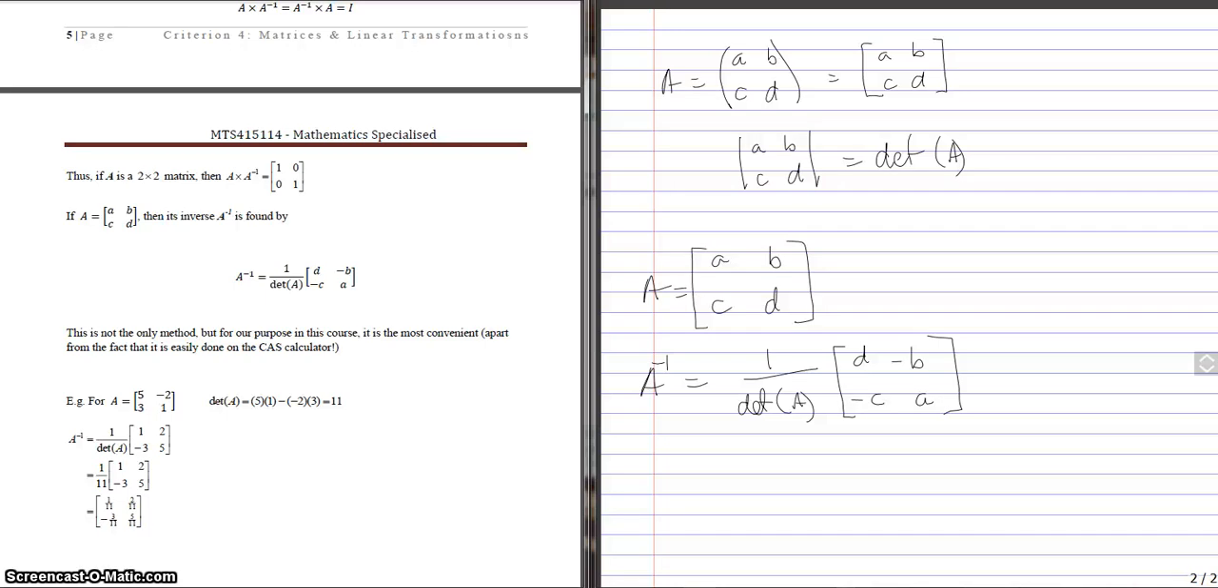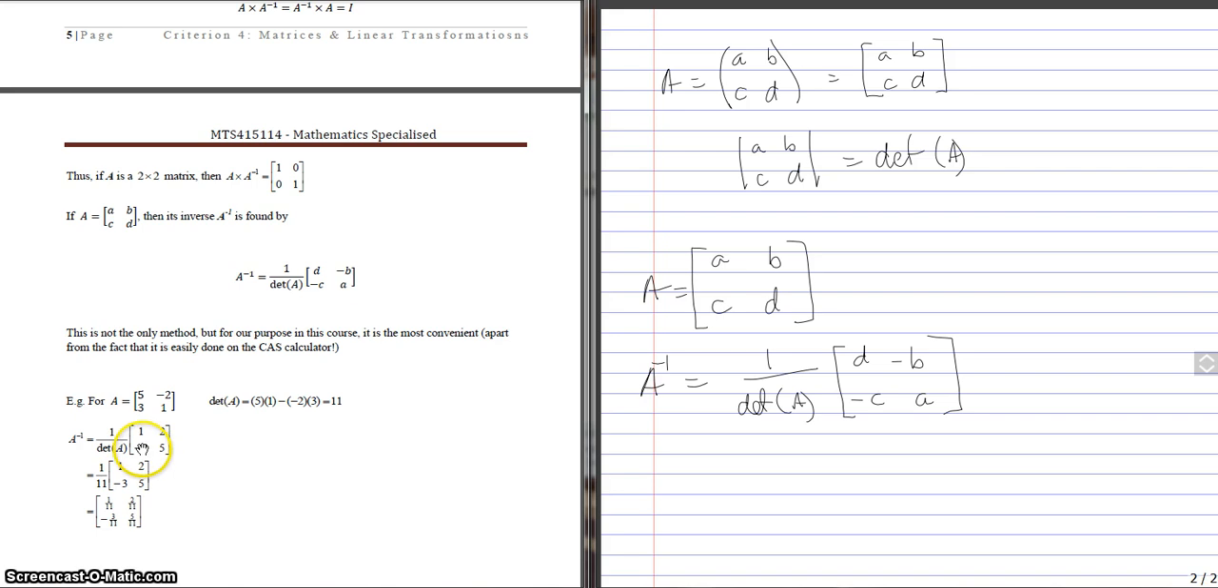Now let's look at a particular example. We've got our matrix from before, A being 5, -2, 3 and 1. The determinant of that we worked out before as being 11, 5 times 1 minus -2 times 3. So for our inverse, we go 1 over our determinant, so that's 1 over 11. You'll notice here 5 and 1 are reversed positions, so now we have 1 here and 5 down there. And for the signs of our second and third elements, -2 becomes +2 and 3 becomes -3.